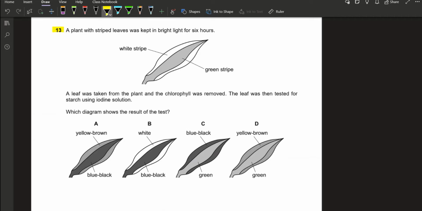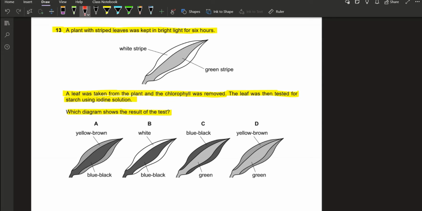Question number 13. A plant with striped leaves was kept in bright light for 6 hours. A leaf was taken from the plant and the chlorophyll was removed. The leaf was then tested for starch using iodine solution. Which diagram shows the result of the test?